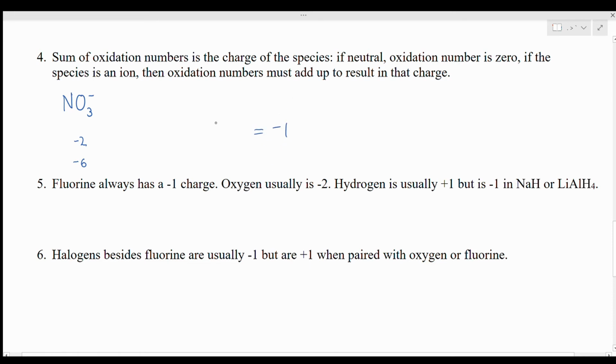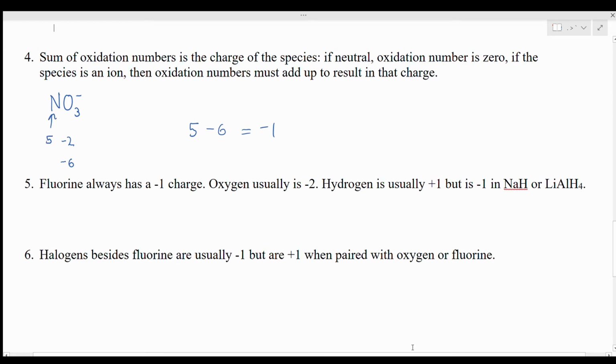Now in the end we want a -1 charge, because that's going to be the total charge for the compound. And so we know that we already have a -6 involved. So what plus -6 is going to give us -1? Well, the answer is going to be 5, because 5 minus 6 is going to be equal to -1. So we know that 5 is going to be the oxidation number for the nitrogen. So here we can see that because they gave us a charge of -1, then our oxidation numbers for the elements involved, in this case nitrogen and oxygen, need to add up to -1.